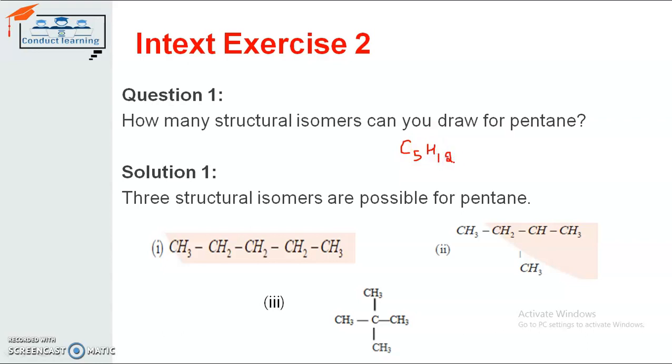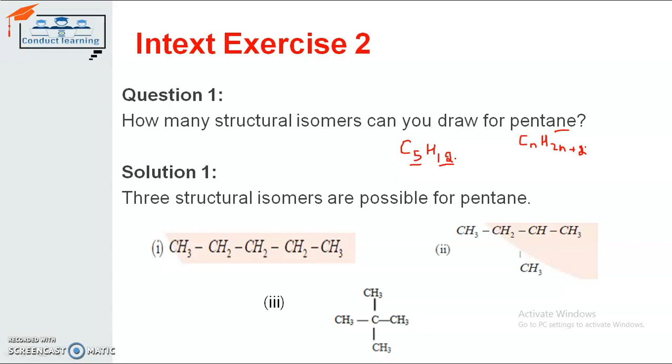The number of carbon atoms in pentane will be 5. The number of hydrogen atoms in pentane, because it's an alkane, the molecular formula will be CnH2n+2. So accordingly the hydrogen atoms will be 12. From here you can find the number of hydrogen atoms, and according to that you can make different isomers.